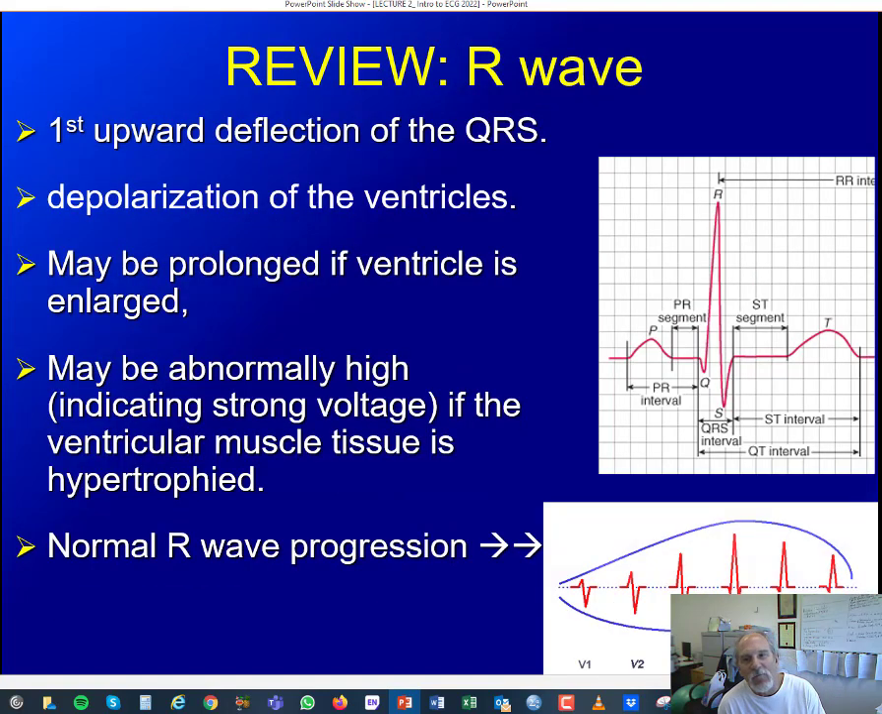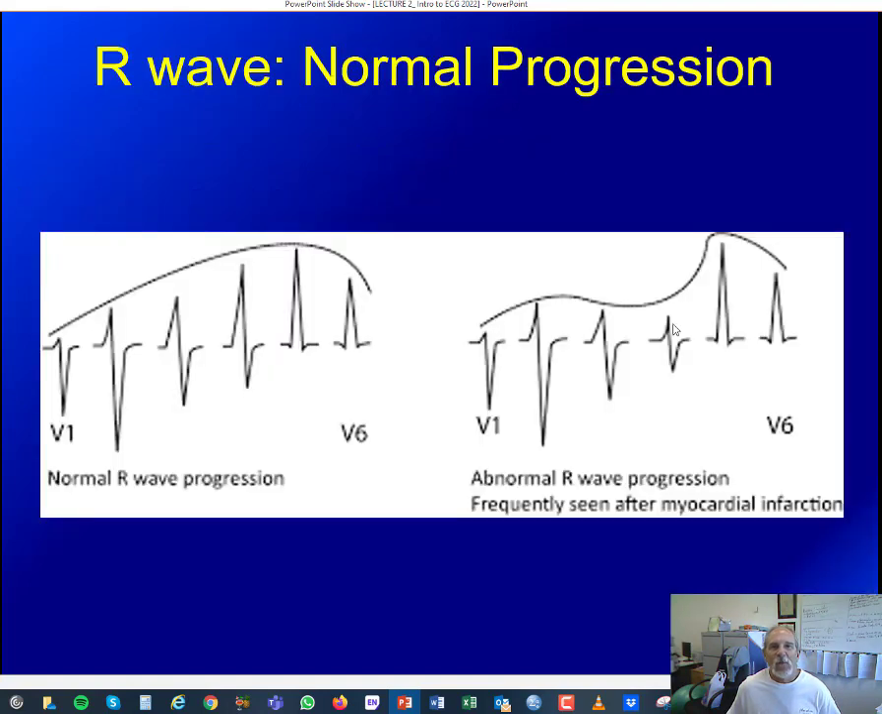So the R wave, it's the first upward or positive deflection of the QRS, and it represents the beginning of depolarization of the ventricles. If they've got ventricular hypertrophy, which is common in people with either high blood pressure, hypertension, or in athletes, it can be prolonged and it can be very high, okay? And then you also have what's called normal R wave progression, and you have to see that actually on a 12-lead ECG.